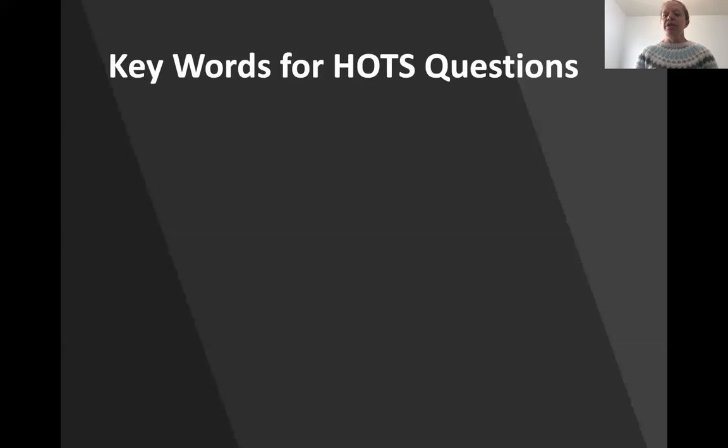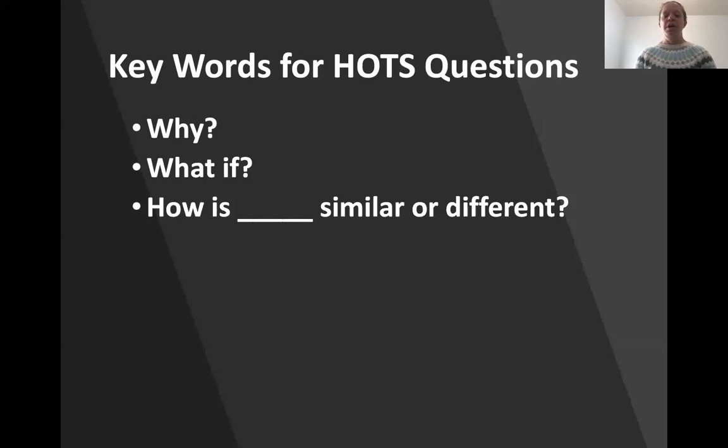For higher order thinking questions, I might ask questions like why, what if? I might compare or contrast. How are two things similar? Or how is something different from something else?